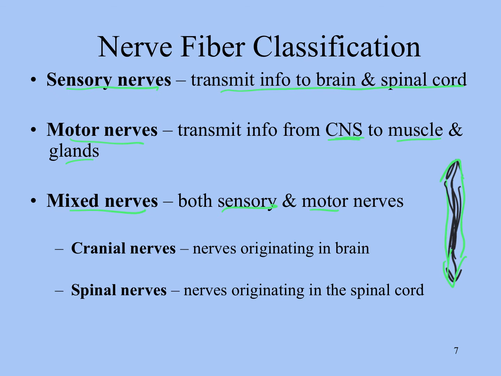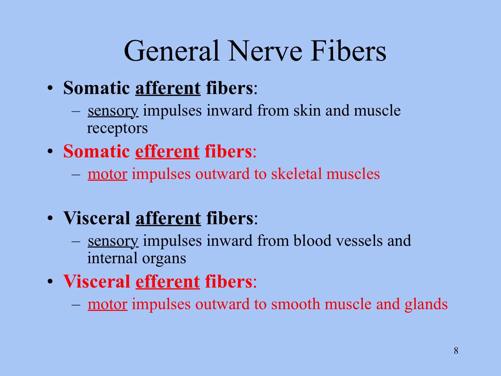To have their respective effects. Examples of mixed nerves include cranial nerves and spinal nerves. Another way to classify nerve fibers is what they're doing. So when we classify nerve fibers as somatic afferent, this means that they are coming from the skin, and afferent meaning going towards the central nervous system.